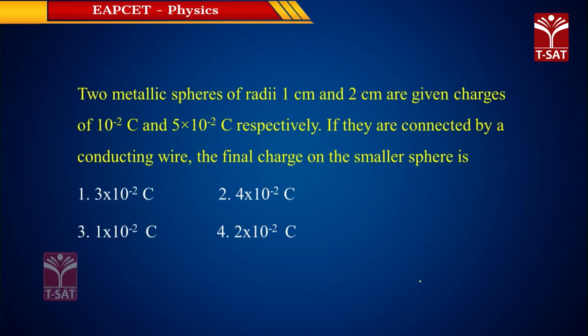Okay, two metallic spheres of radius 1 centimeter and 2 centimeter are given charges of 10 to the power minus 2 coulomb and 5 into 10 to the power minus 2 coulomb respectively. If they are connected by a conducting wire, the final charge on the small sphere is 2 into 10 to the power minus 2 coulomb. Here small sphere is 2 into 10 to the power minus 2 coulomb.